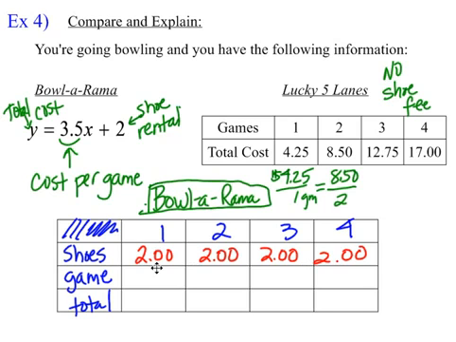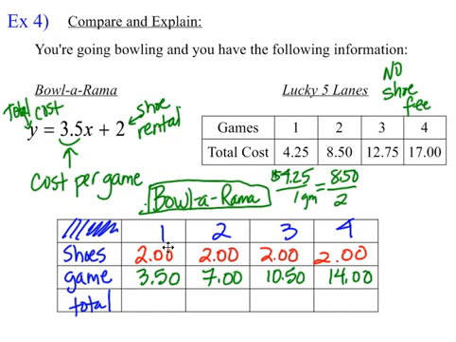Now, if I look at my games, we know from our equation that our first game is $3.50. If I have 2 games, 2 times $3.50 gives me $7. 3 times $3.50 gives me $10.50. And 4 times $3.50 will give me $14.